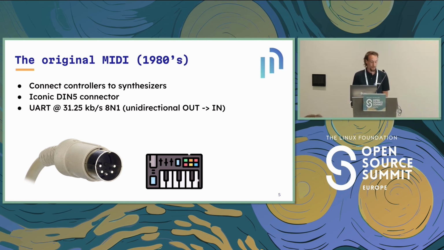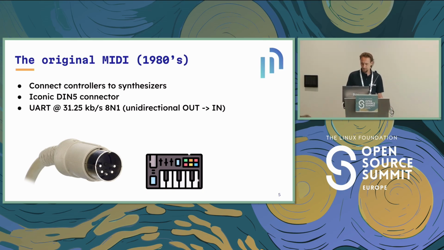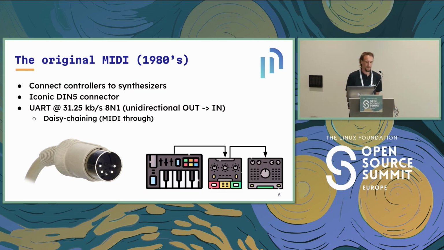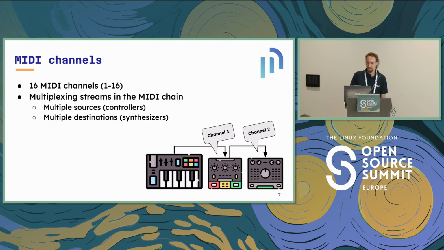Under the hood, it's simply a UART at 31.25 kilobits per second, and it's unidirectional, so you go from one output to the synthesizer input. And there's also daisy chaining, so most synthesizers will have a MIDI through port, which is simply electrically connected from the input to the output. So you can create some kind of MIDI bus where you can connect many instruments together. But it's still unidirectional.